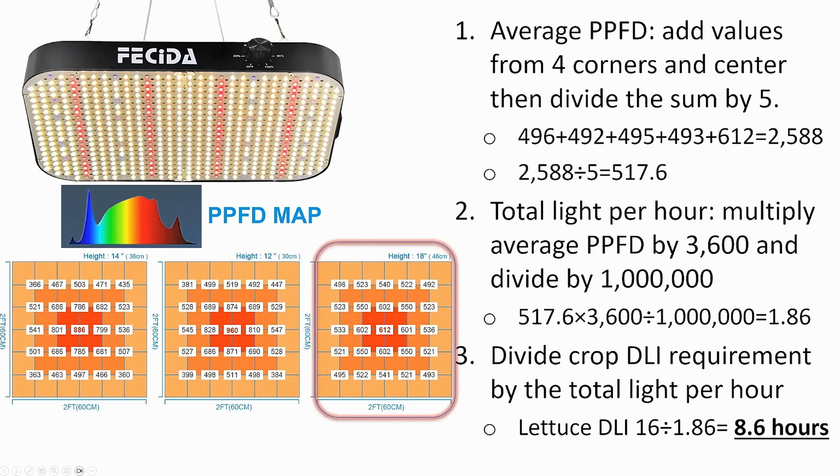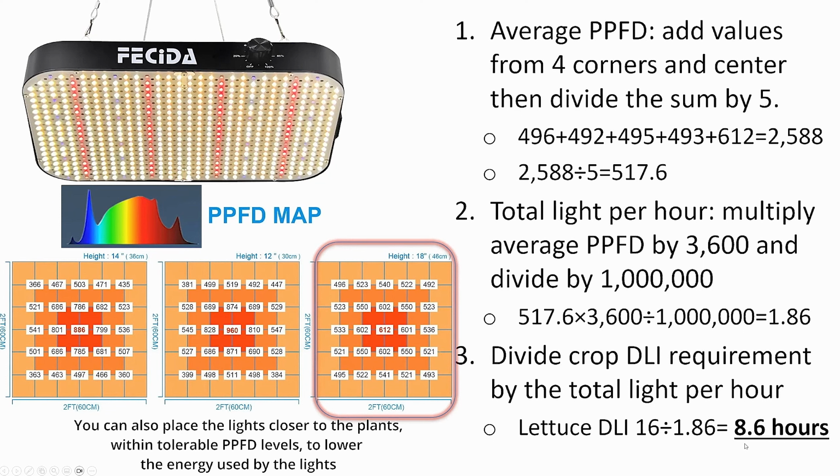Then last, we just divide by the crop requirement. In this case, for example, we said we're going to be growing lettuce. The DLI requirement for lettuce is 16, and we're just going to divide that by that total amount of light that reaches this area in 1 hour. So we need to run this light for 8.6 hours to get the desired DLI.